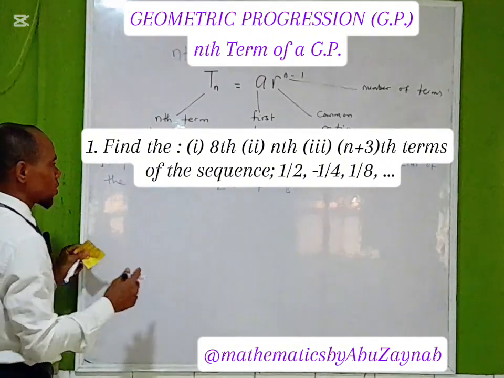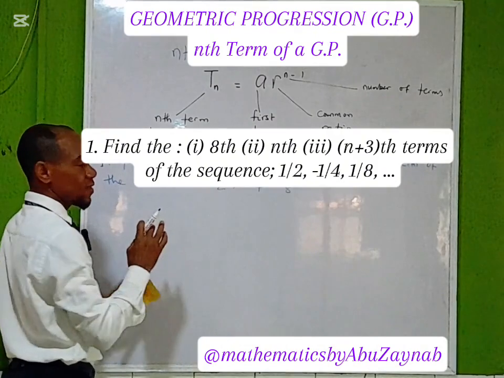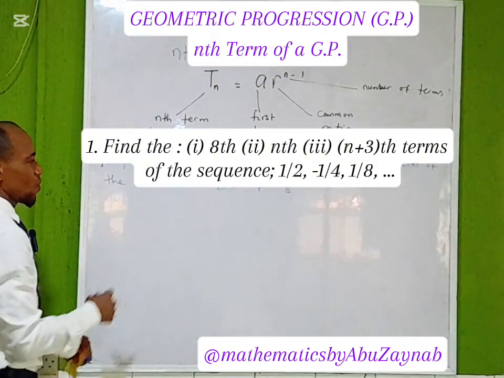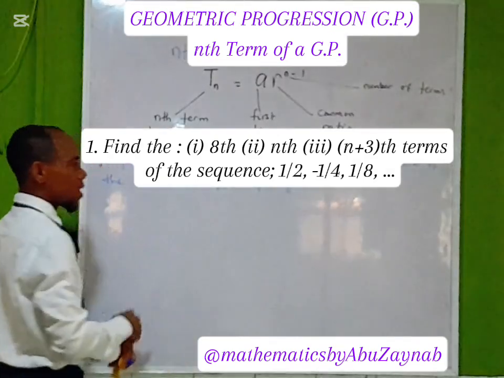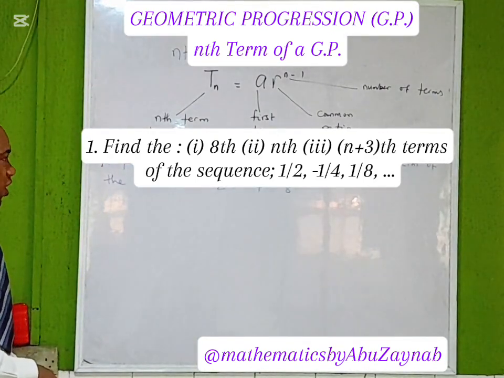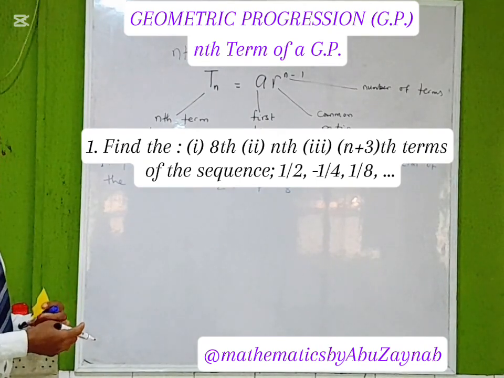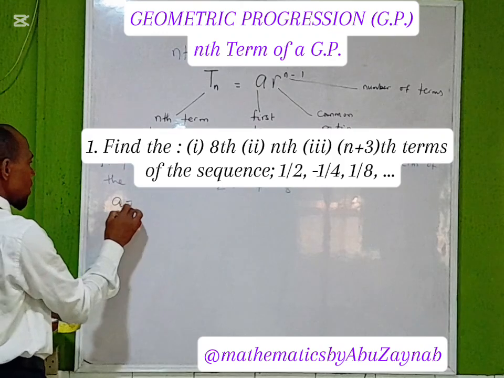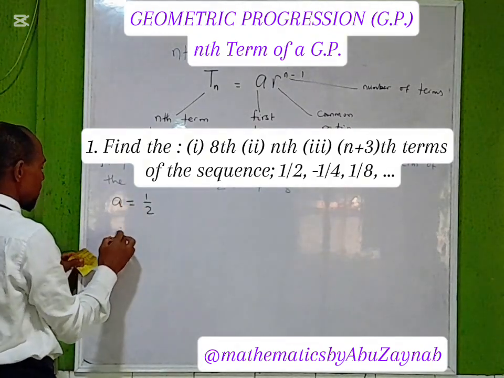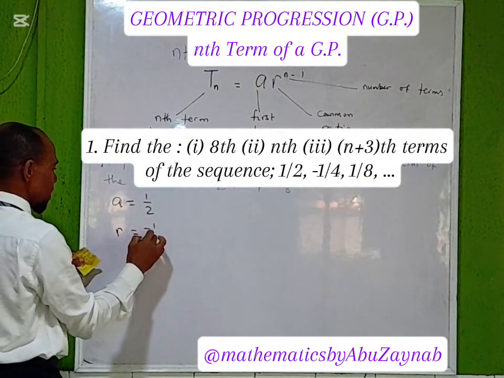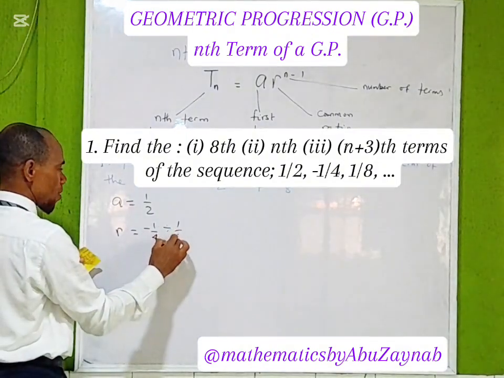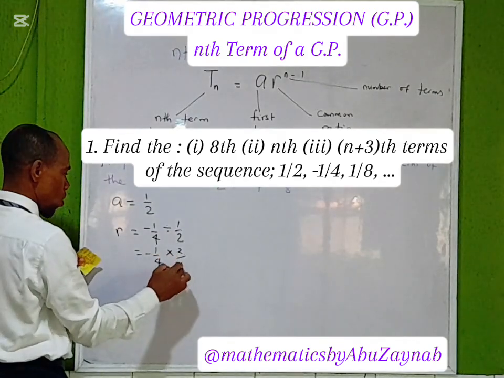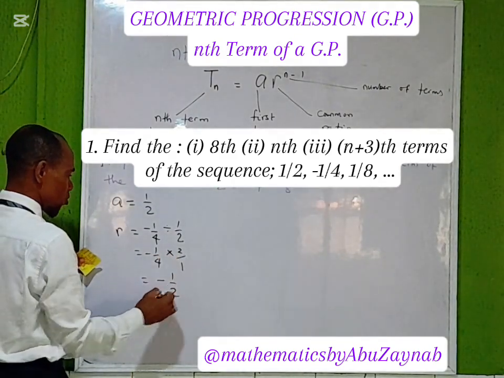That's how GP works. So here, before you decide that this is an AP or GP, we divide minus quarter over 1/2. Likewise, 1/8 over minus quarter. In each case, the answer is minus half. Hence, we have a common ratio of minus half. So the parameters: A is half, R, which is minus quarter divided by half, and that gives minus quarter times 2/1, which is minus 1/2.